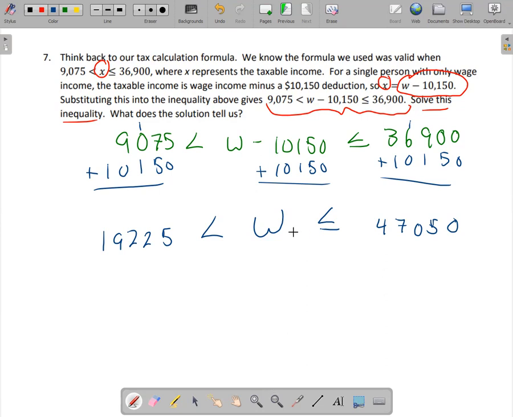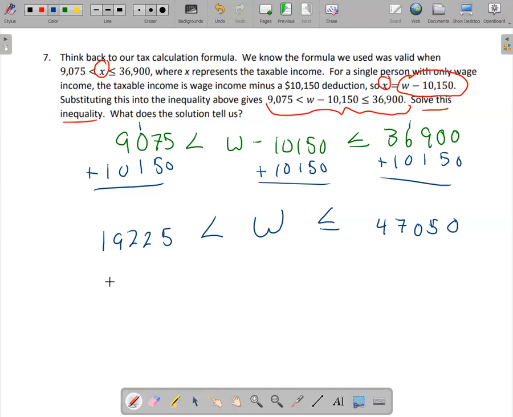So this tells us that the tax formula we were using before for people in that middle tax bracket would have a wage income between 19,000 and 47,000 roughly. Could it be exactly 19,225 to use the formula? The answer is no, because there's no or equal to, but it could be exactly 47,050 because there is an equal to there.